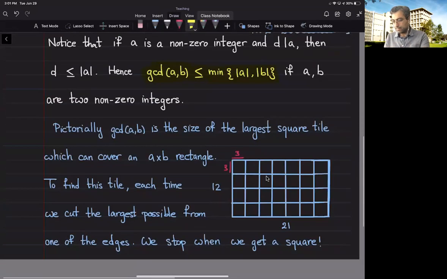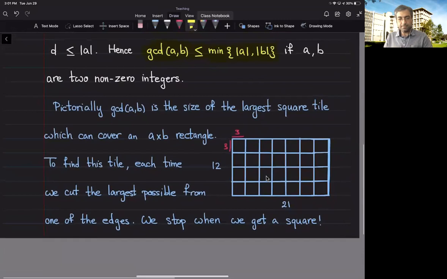Pictorially, it's like this. I am giving you an a by b rectangle, and I want to cover this rectangle by squares. What is the largest size square that can cover this a by b rectangle? That size is the greatest common divisor of a and b. So that's the pictorial way of thinking about the greatest common divisor of two integers, at least two positive integers.